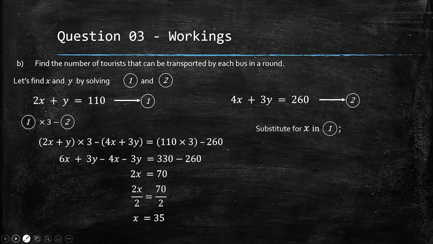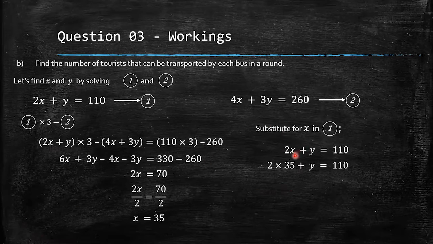Now substitute the value you got, which is x equal to 35, in your first equation. You can either find the value of y by substituting for x in your second equation as well. Here I substitute in my first equation. So 2x plus y is equal to 110. Now you know the value of x, so substitute the value you got for x.